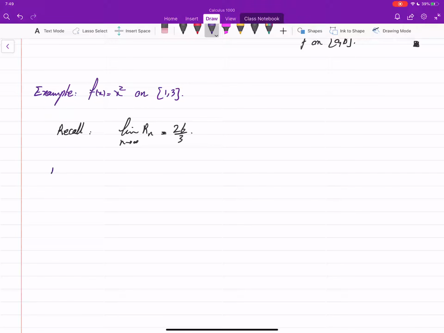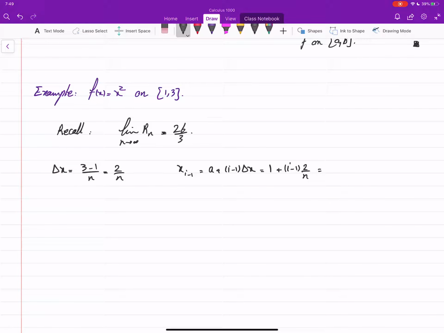Now, delta x is 3 minus 1 over n, which is 2 over n. x_{i-1} is a plus (i minus 1) delta x, where a is 1, so 1 plus (i minus 1) times 2 over n. And that gives us what?